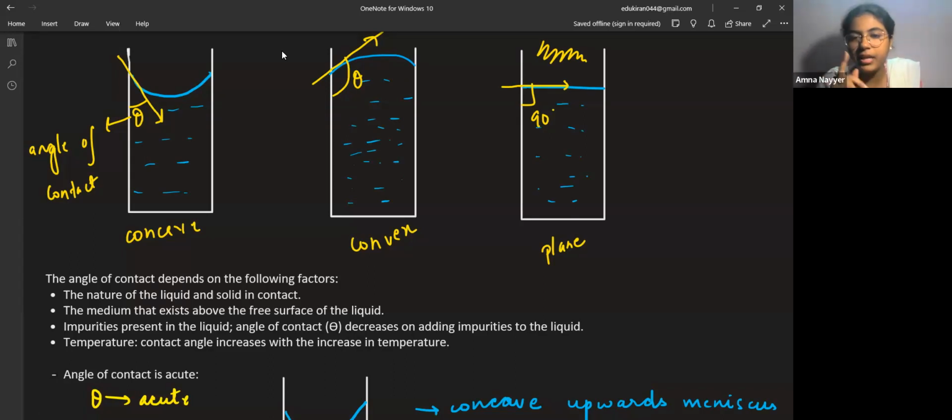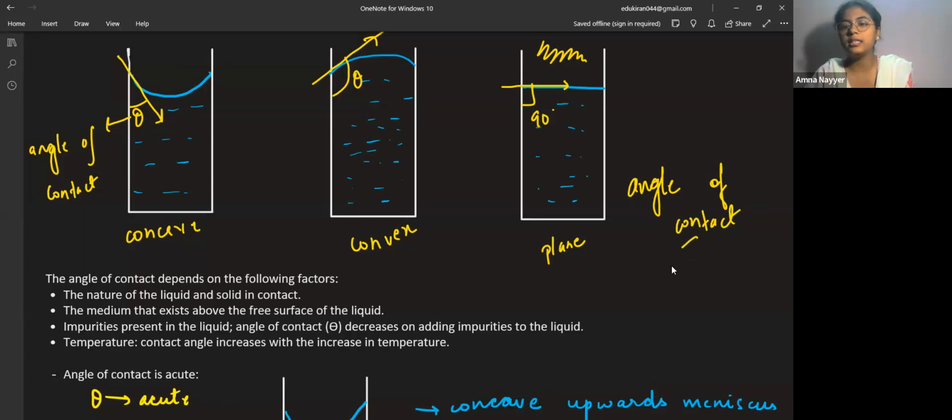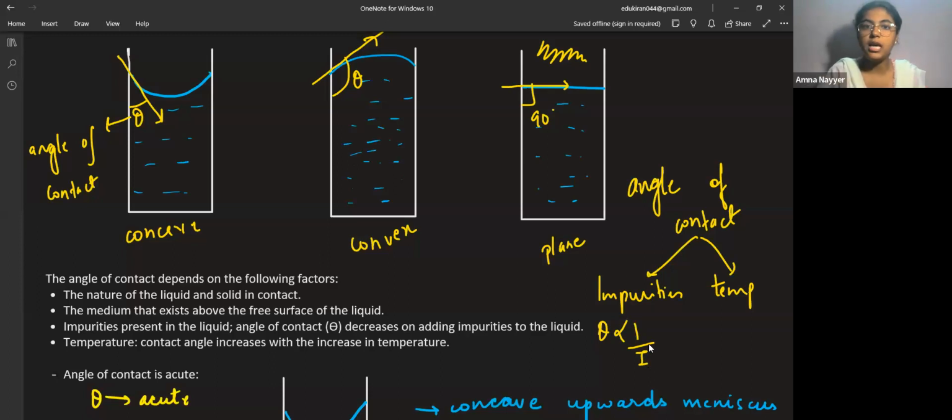And temperature is directly proportional. Angle of contact depends on two things, just remember it like this: you have impurities and you have temperature. Angle of contact is inversely proportional to impurities. You add more impurities, angle of contact will decrease. But temperature is directly proportional to it. You increase the temperature, angle of contact will increase. You decrease the temperature, angle of contact will decrease.